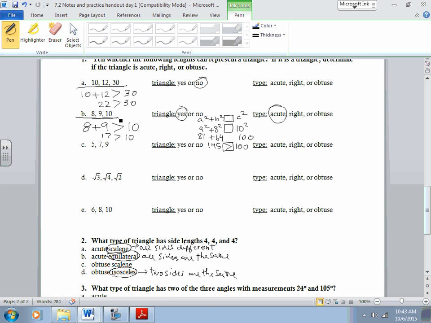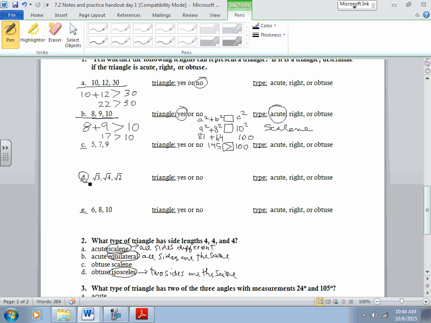Are all the sides different on this problem? Yeah, 8, 9, and 10. None of them are the same. They can't even be kind of close. They all have to be exactly the same. So this is an acute, and it's scalene. All right, you guys try to do C for me, and D, and E. Now if you get stuck on D, just give it an attempt.